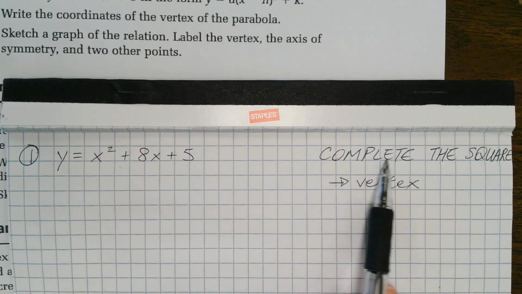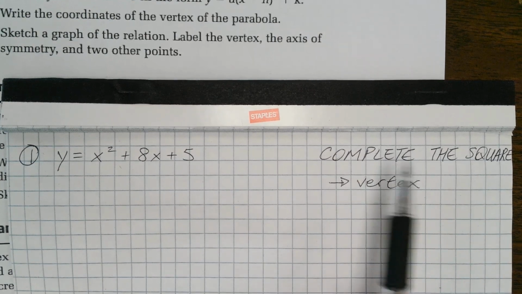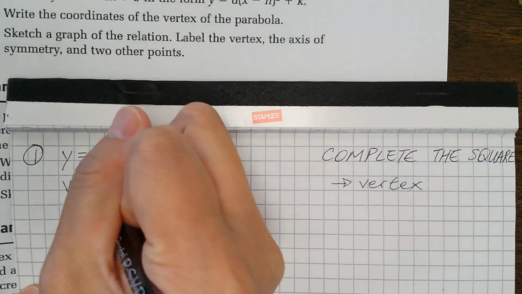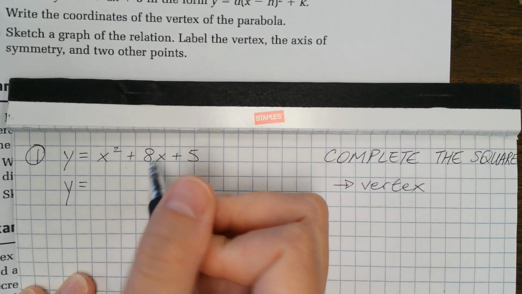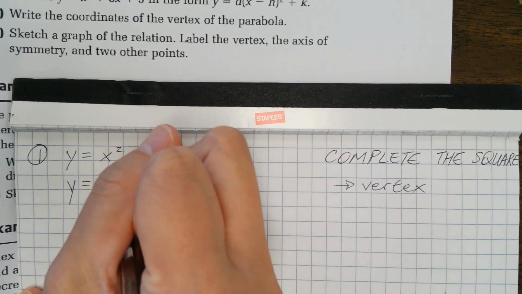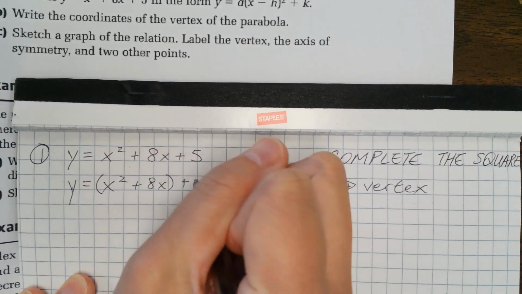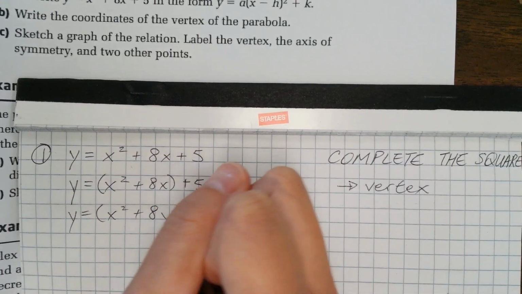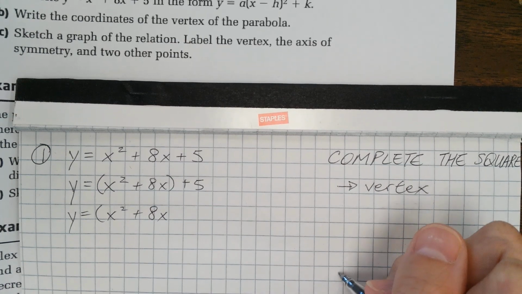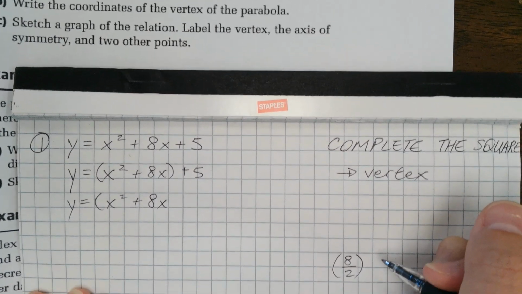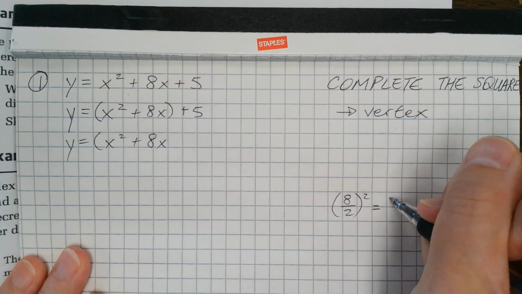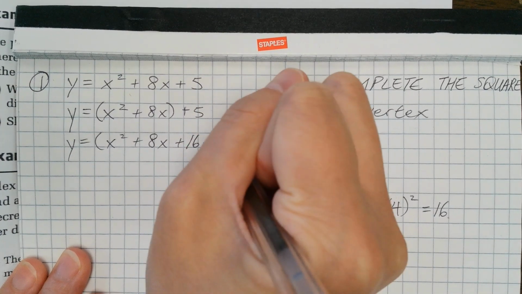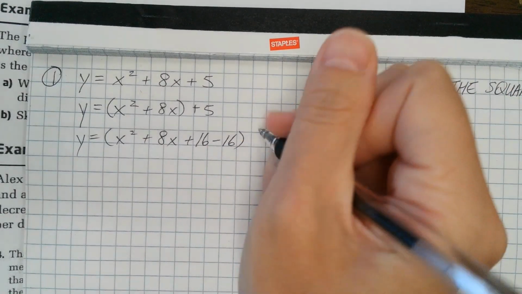Okay, so whenever it asks for the vertex, you know that means you want to complete the square. So completing the square, factor out the a out of the first two terms. In this case, it's just 1, so nothing to factor out. x squared plus 8x, and then plus 5. Second step, take half of the middle term and then square it. So 8 divided by 2, and then squaring it, you get 4 squared, which is 16. So plus 16, minus 16. Remember the order does matter, plus and then minus.